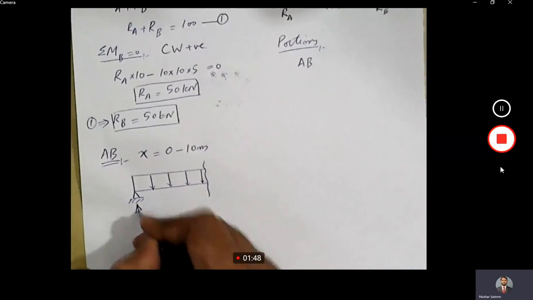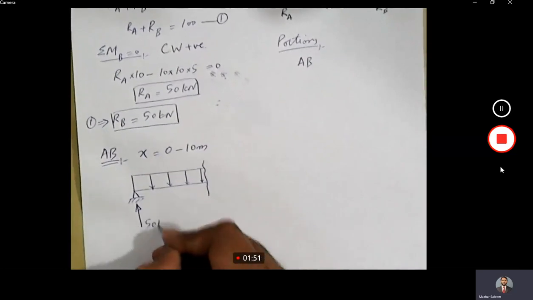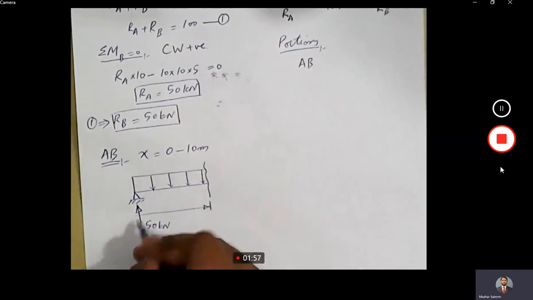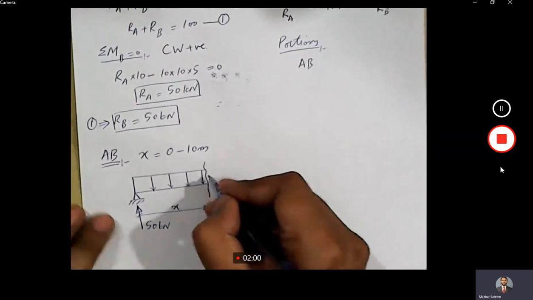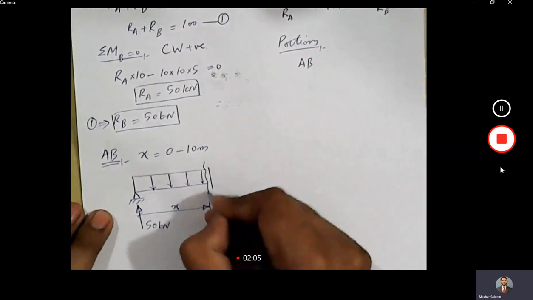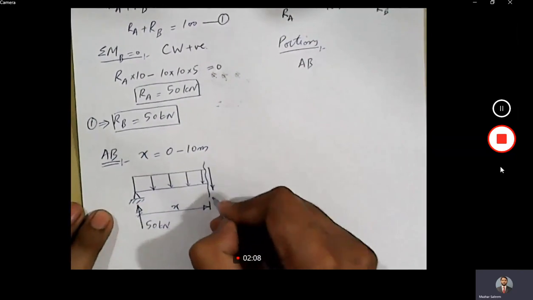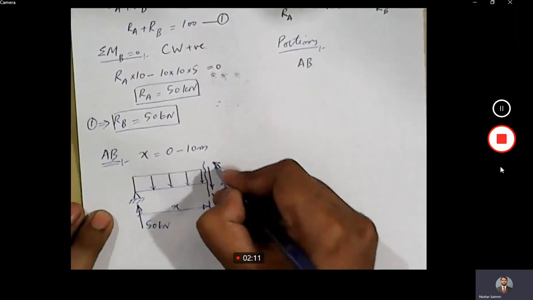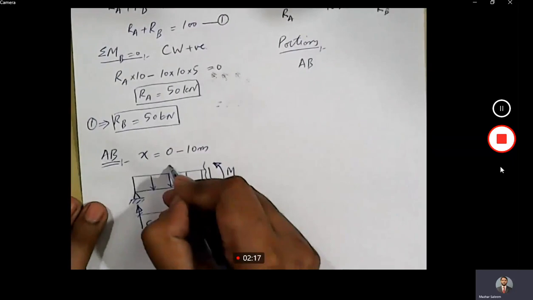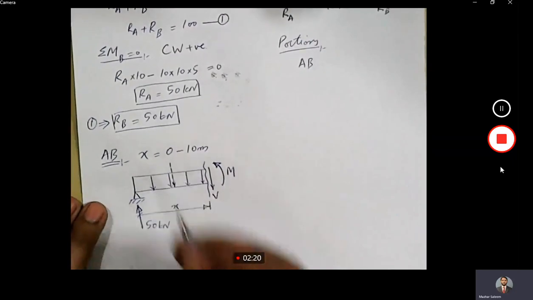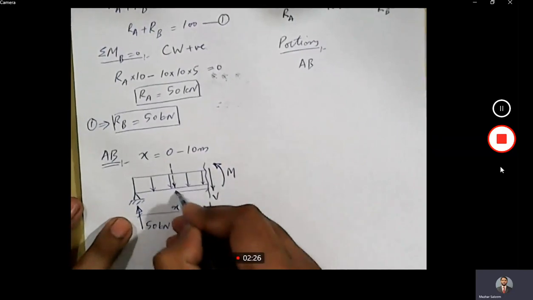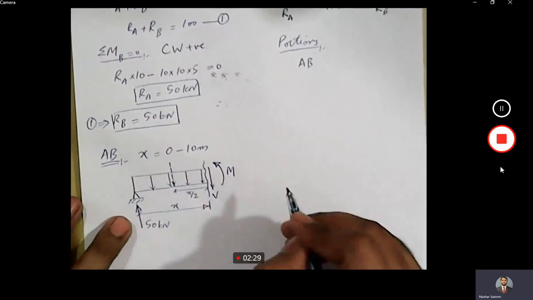We have one reaction here. Magnitude of the reaction is 50 kilonewton. This location is x. And what else do we have here? Shear force V, bending moment M. The resultant of this force will be acting here. If this total distance is x, this distance will be x by 2.